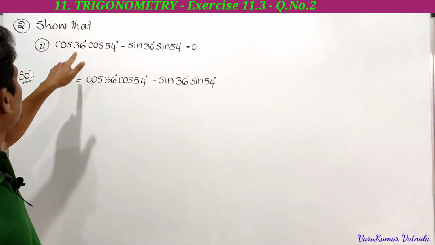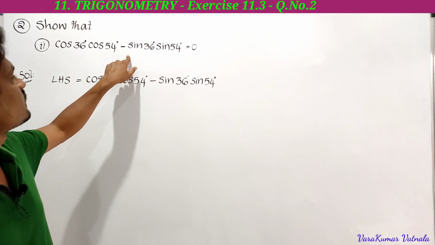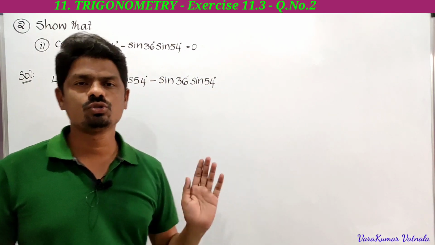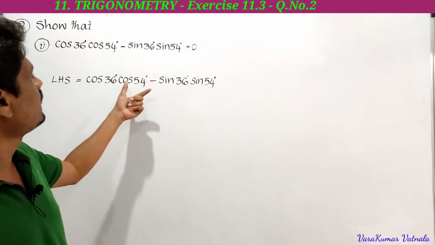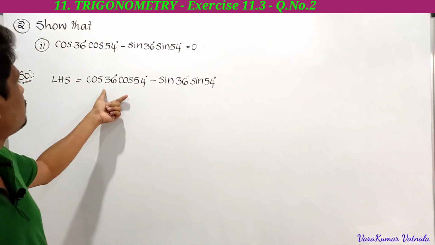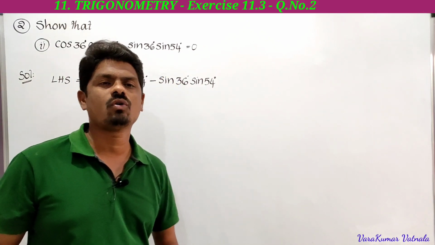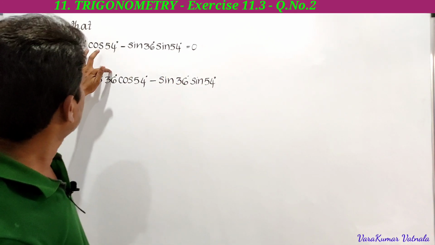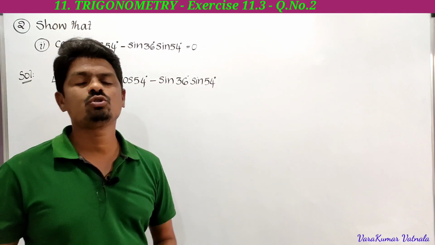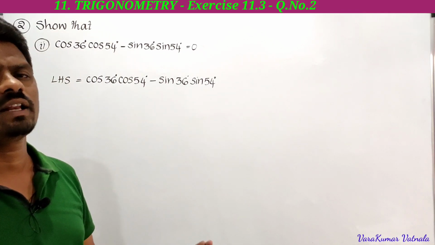Again, show that cos 36 degrees into cos 54 degrees minus sin 36 degrees into sin 54 degrees is equal to 0. So again, by taking LHS, we can get RHS. So this is LHS, cos 36 cos 54 minus sin 36 into sin 54. So again, if you observe, 36 plus 54 is 90. So here these two are complementary angles. So 36 and 54 are the complementary angles.